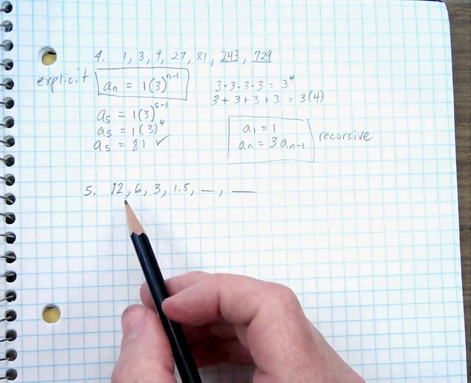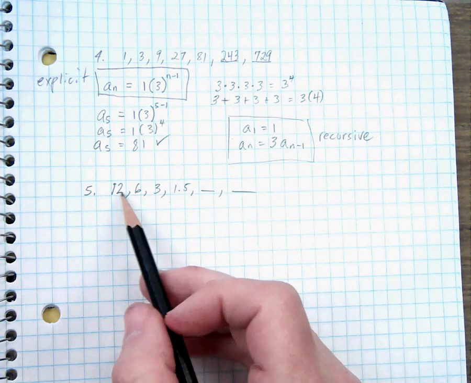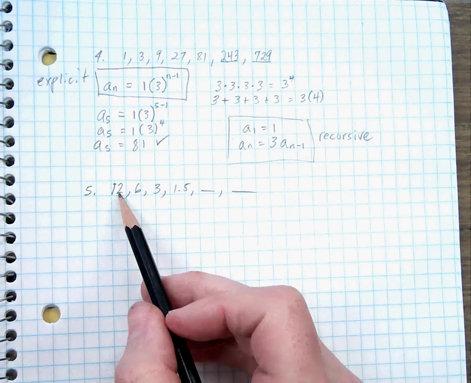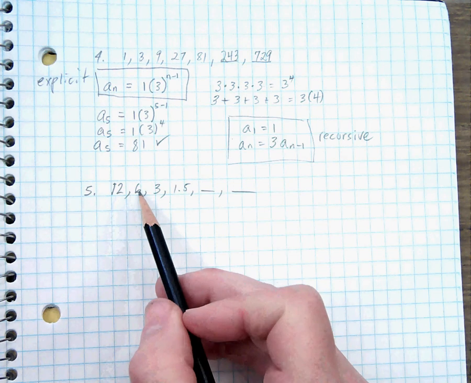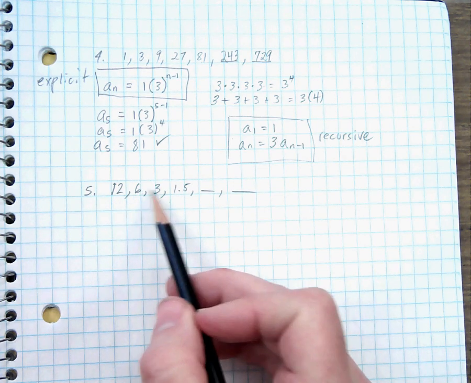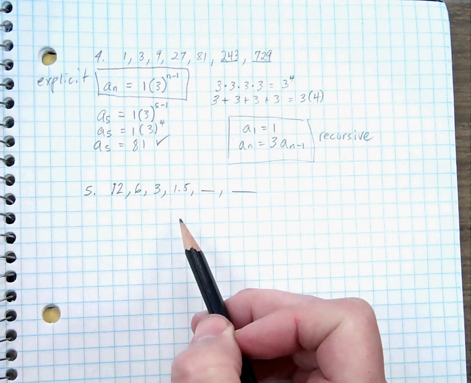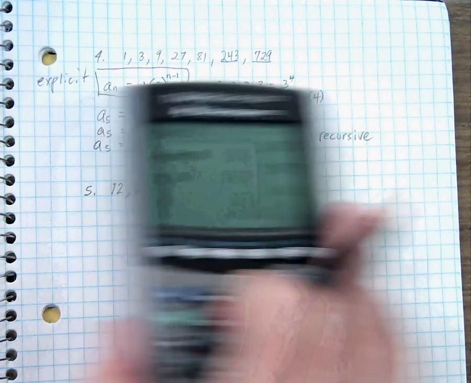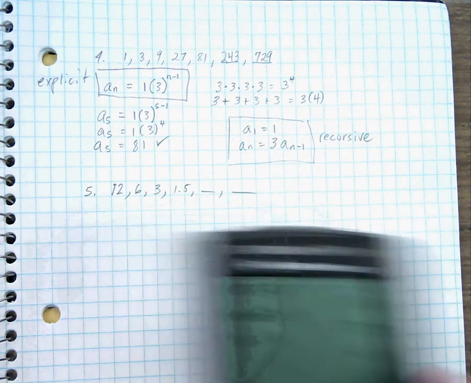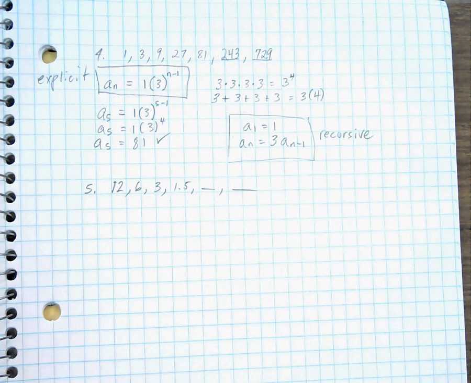All right, so what's going on here? Well, it looks like it's going down by half, right? 12 divided by 2 is 6. 6 divided by 2 is 3. 3 divided by 2 is 1.5. So then we would want to do 1.5 divided by 2 next, and so on.